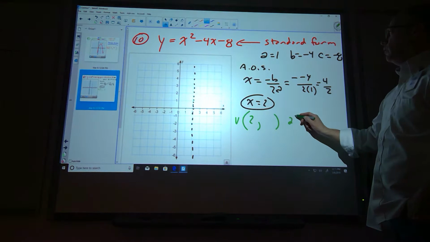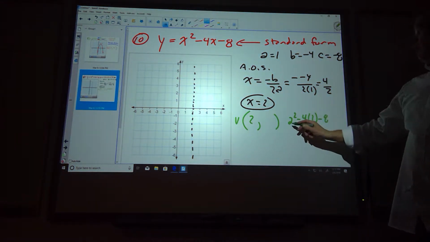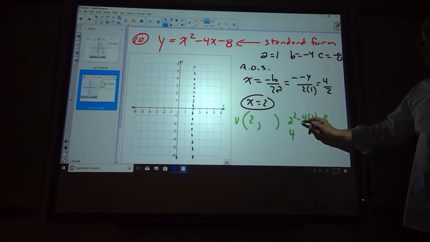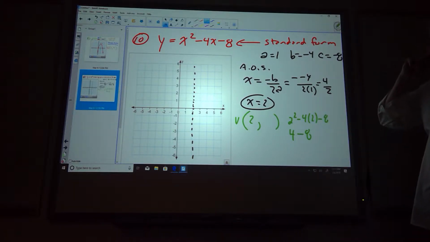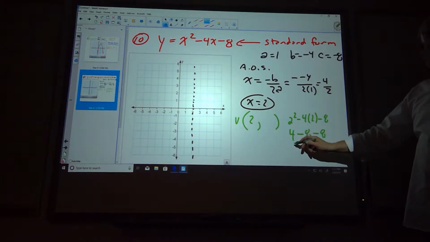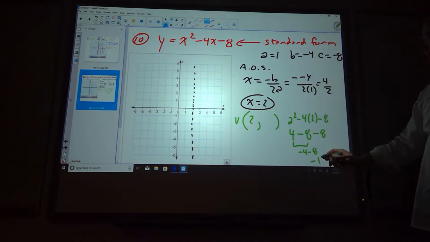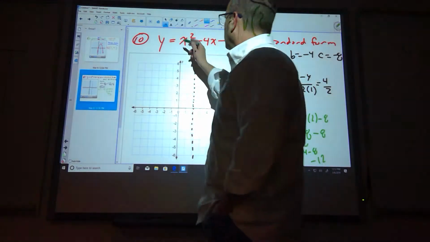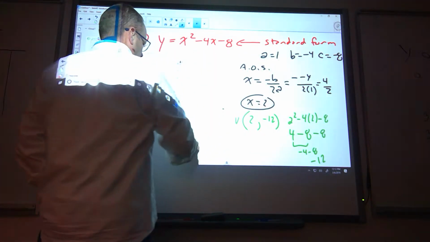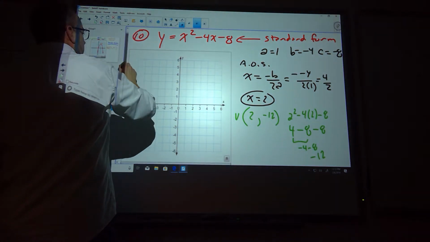So I'm going to get 2 squared minus 4 times 2 minus 8. Let's do the math. 2 squared is 4. Negative 4 times negative 2 is negative 8. All right, so far, minus 8. Ooh, let's see. That's going to give me negative 4 minus 8. Ooh, negative 12? Really? Okay. So let's erase my axis of symmetry. We're going to change the size of my graph here.